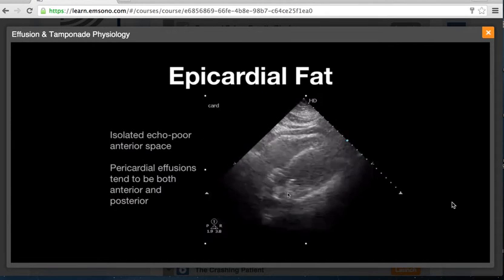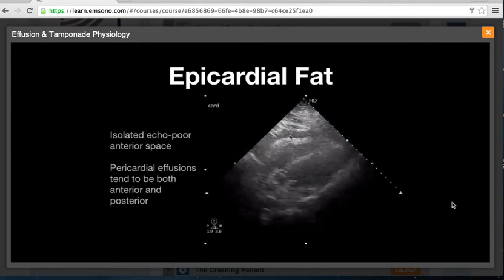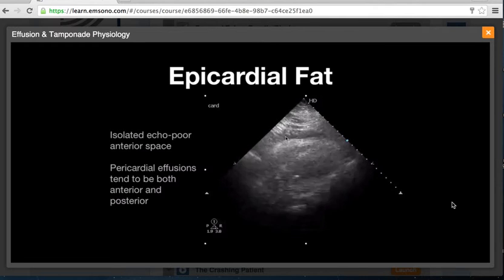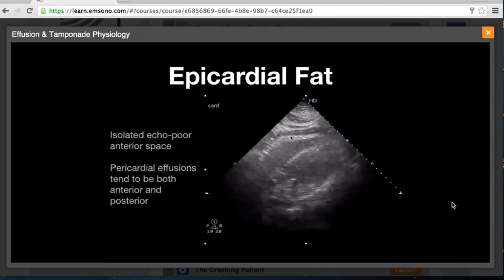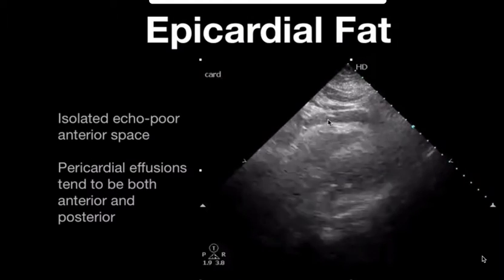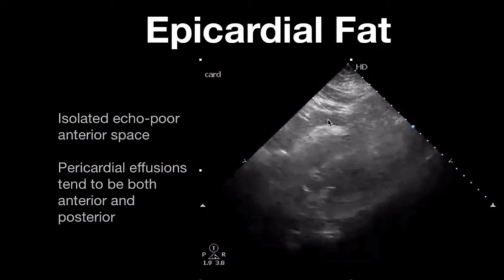Now, epicardial fat is going to be an isolated echo-poor space along the right side of the heart anteriorly. Pericardial effusions are going to tend to be both anterior and posterior. The other thing you notice is that even though there's this echo-poor space right here, you can see that there's fixed echoes within there that have a kind of geographic or lattice appearance within them, which is what you would expect with fat, and they move in a symmetric fashion between systole and diastole.